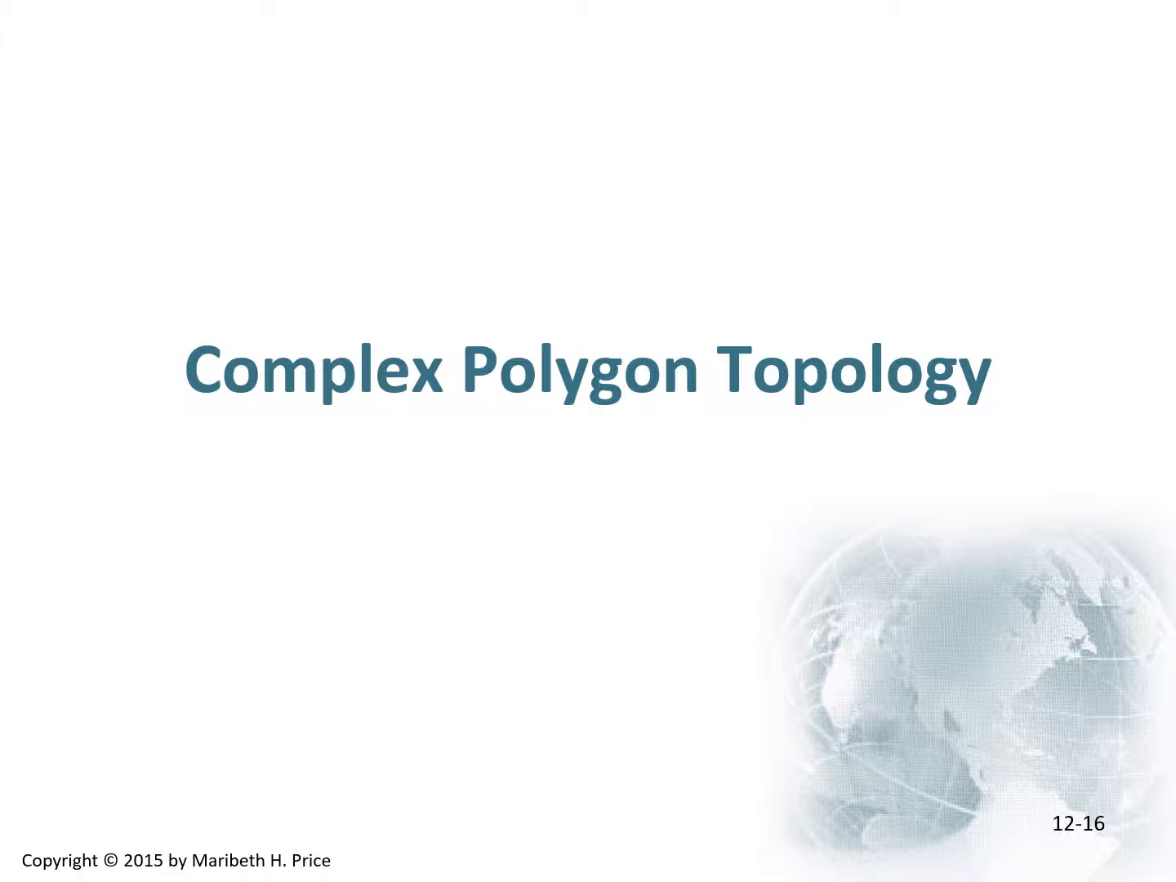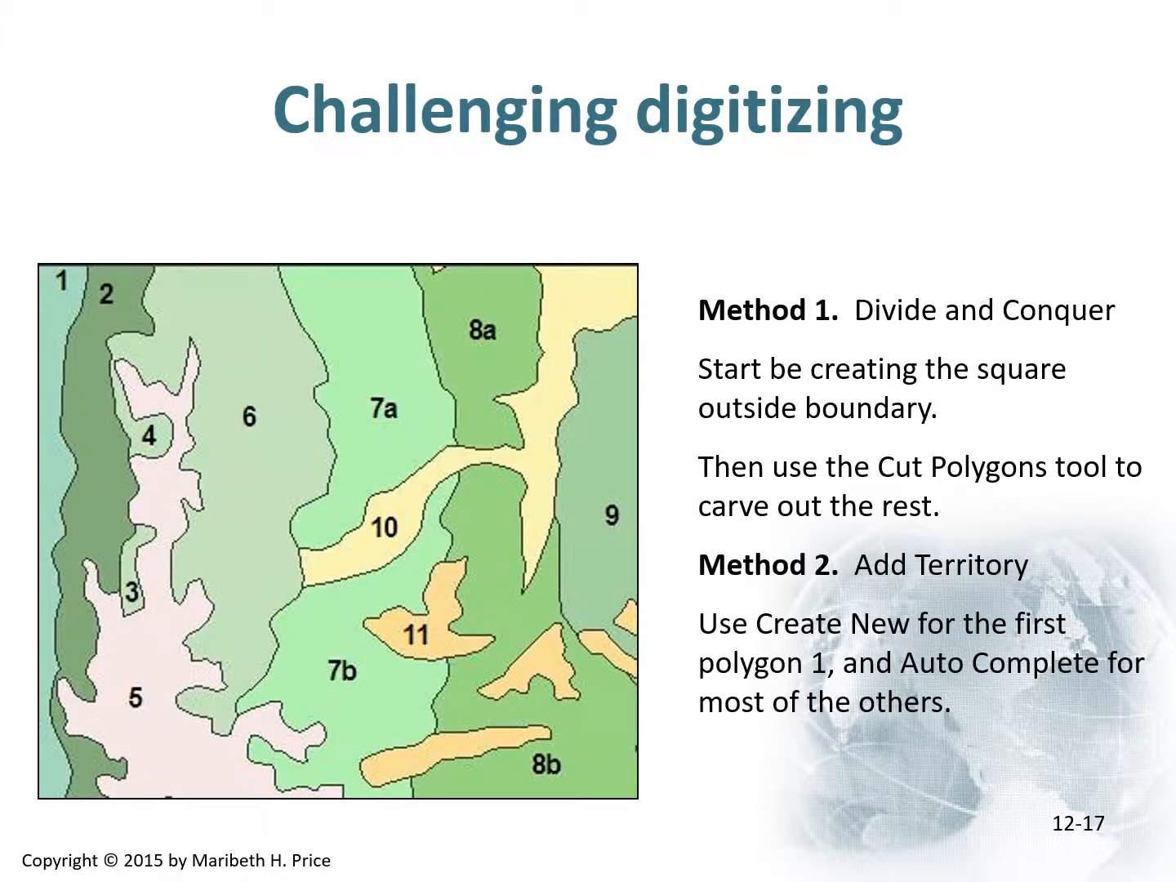Complex polygon topology. Here's an example of something that can be really difficult when you're digitizing. So there's two methods that Price talks about. The first is divide and conquer. You start by creating a square outside boundary, and then use the cut polygon tool, and you one by one carve out each of the polygons. The second method is called add territory, and you use create new for the first polygon, and then autocomplete for most of the others. In other words, you'll start drawing from one and then add the next one into it, and then let autocomplete close those things up.